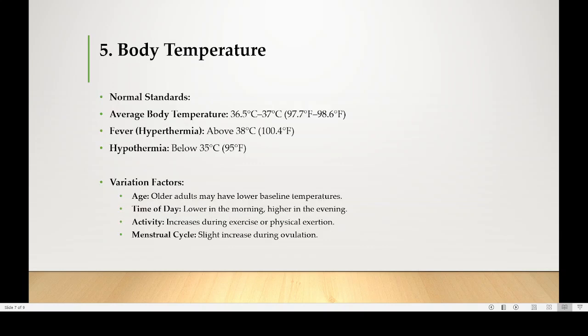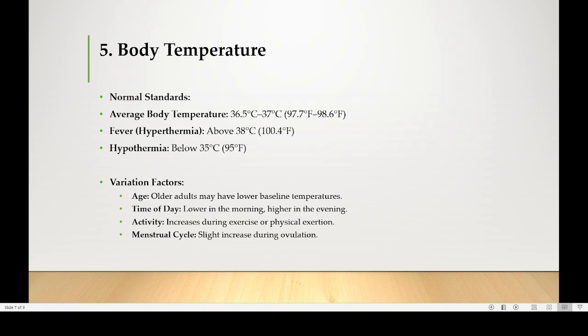Then finally we have body temperature. In the case of body temperature, average body temperature is 36.5 to 37 degrees centigrade. And normally in India we tell the fever temperature mainly in Fahrenheit, 97.7 to 98.6. But in some countries it will be in centigrade. So that will give you an idea of what is the normal temperature.